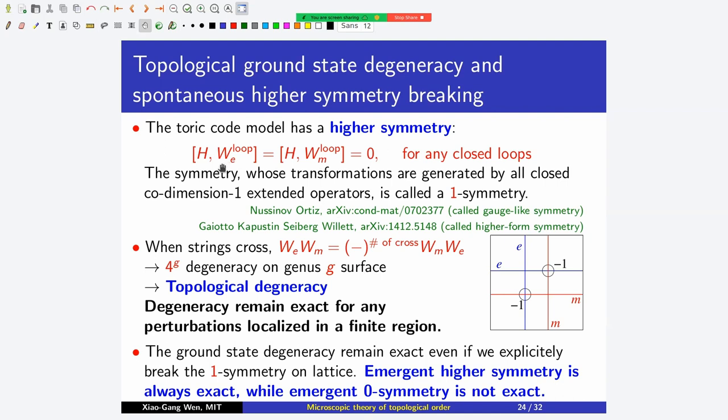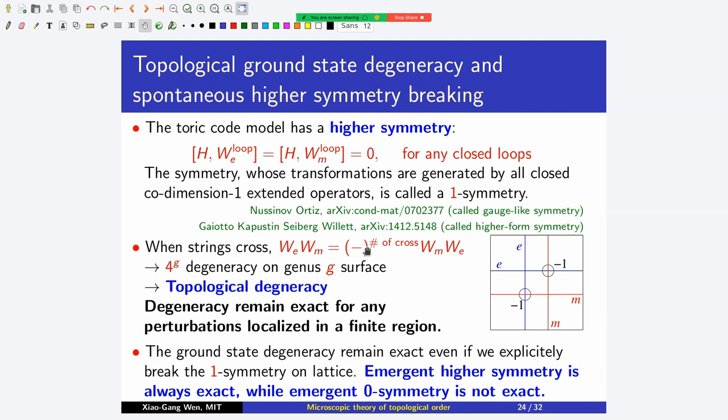So because this is a higher symmetry, we can show that the toric code model has a ground state degeneracy just from this symmetry point of view. It's really because the Hamiltonian commutes with the loops, but sometimes these loop operators do not commute with themselves. And this is something also quite interesting. It turns out that for this kind of E loop and M loop operator, they have a phase factor that depends on the number of crossings. But when we have two loops, the number of crossings is always even. Okay, so it looks like this is just nothing, it's always even, so they only commute.